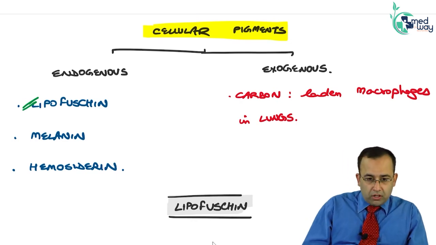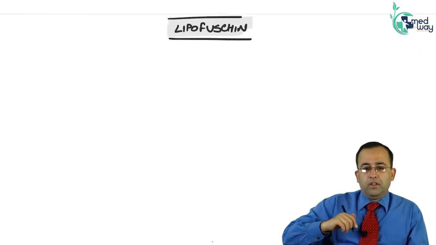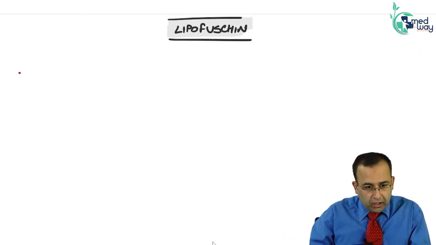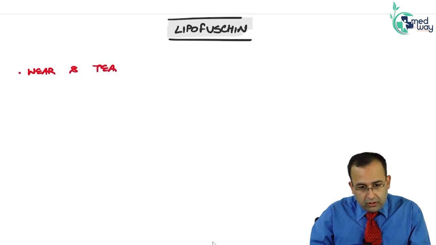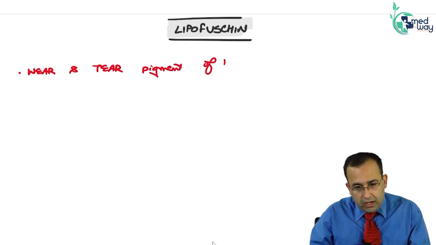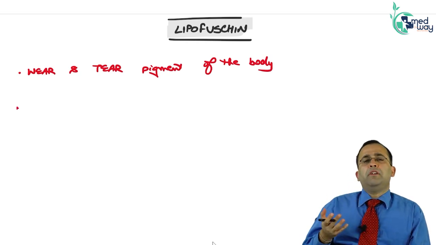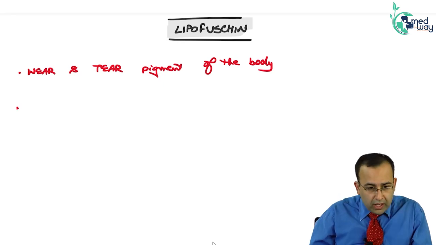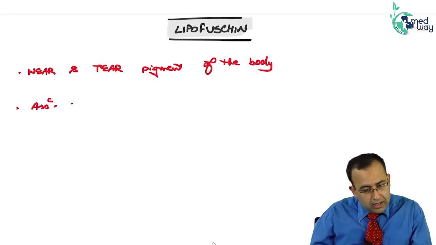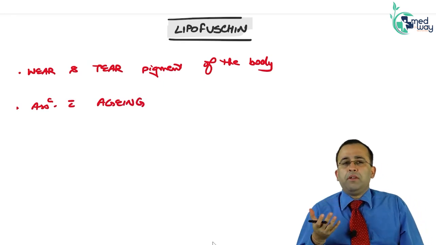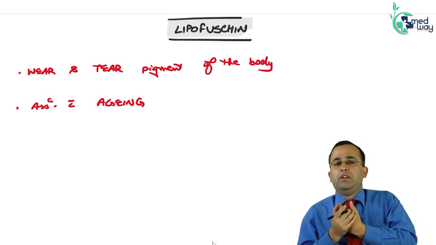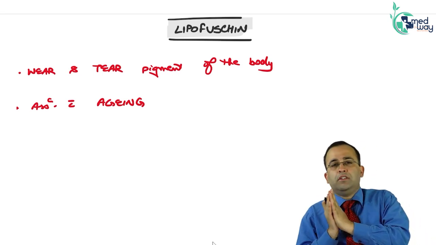What is lipofuscin? Lipofuscin is the wear and tear pigment of the body. What do I mean by wear and tear pigment? That is, it is associated with cell aging. It is associated with aging. That is what I mean.